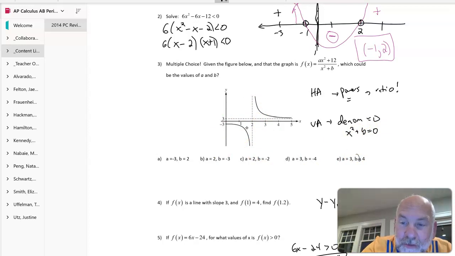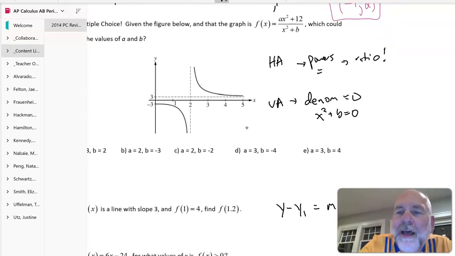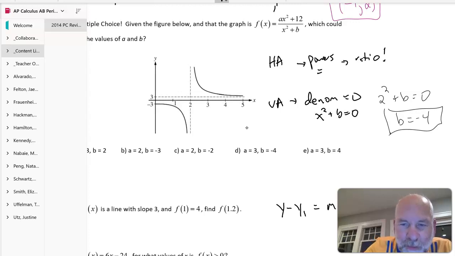So I go 2 squared. Woo, it's doing that freaky thing. I've seen it do that before, and it bugs me when it does that. You got 2 squared plus b has to give you 0, and so therefore b is equal to -4, and there's only one that gave you that option. Yay!